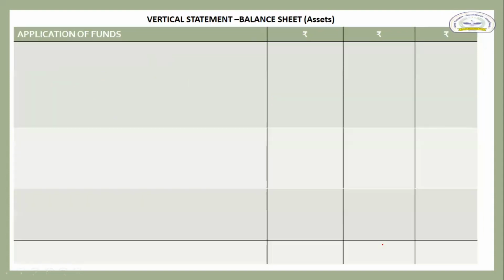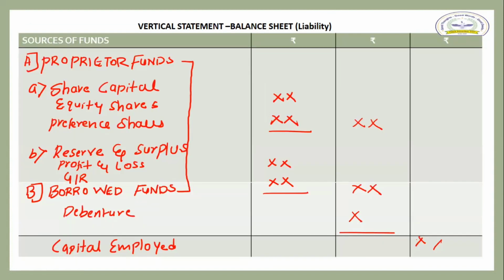Now we are going to see the balance sheet part. Now you have arranged the fund, students. आपके पास funds आ चुका है. कहाँ से आ चुका है? एक खुद का फंड्स आ चुका है, प्रोप्राइटर फंड, और आपके पास दूसरा आ चुका है बोरोड फंड. अभी आपके पैसे का अरेंजमेंट तो हो गया.